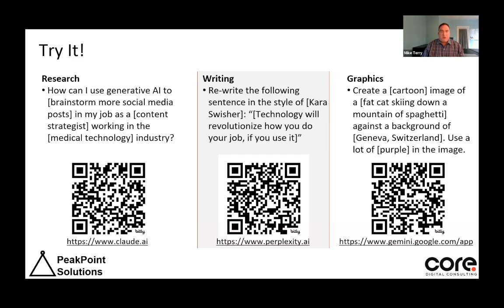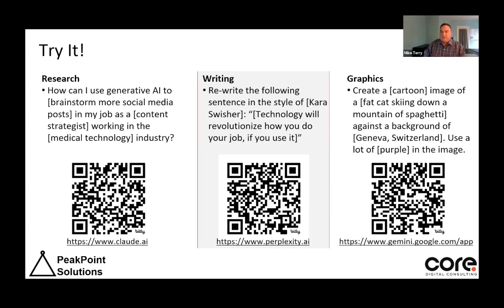So we would encourage you on your end to then either scan the QR code or type in the URL, and then type in a prompt. But in the bracketed part, you can put in your own words what you want. So if you want to do research: how can I use generative AI to, and then an example that's important to you in your job, working in whatever industry. And then for writing: rewrite the following sentence in the style of Kara Swisher. And then you can put in that context, or you can put, say, Kurt Vonnegut or whomever you want to put in there, and then put in your own prompt of what you want the output to be.